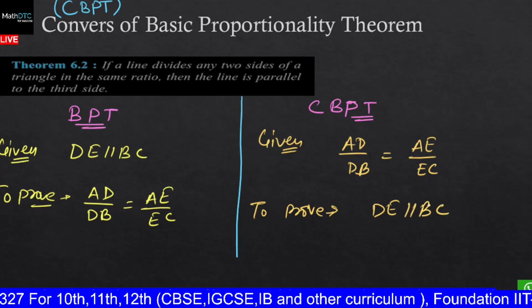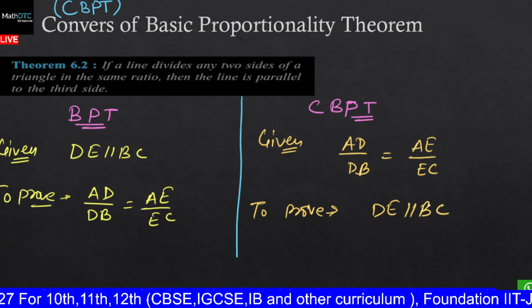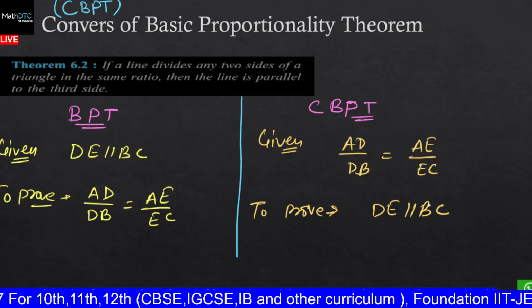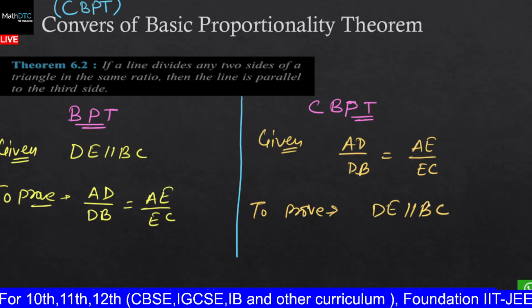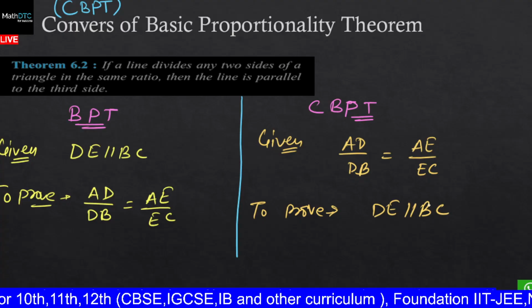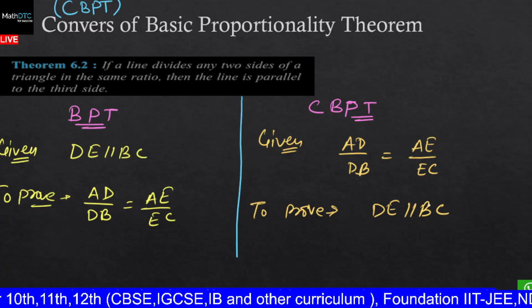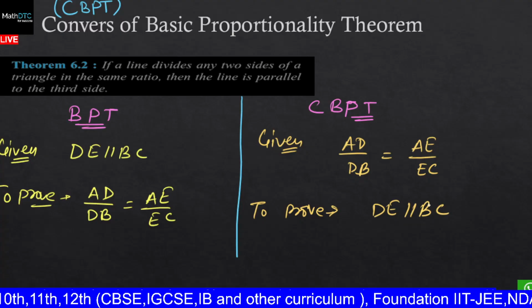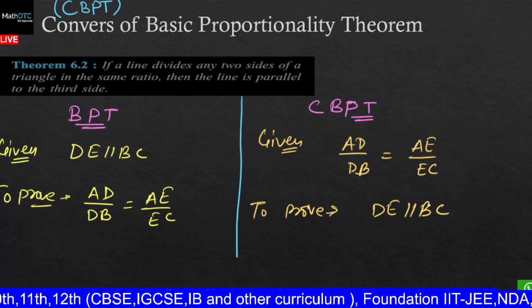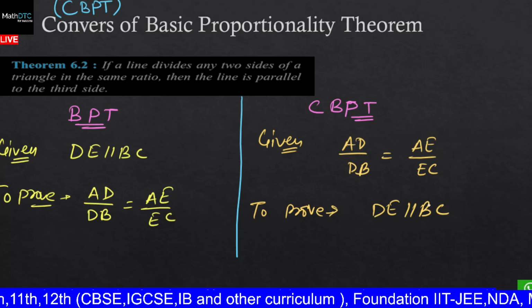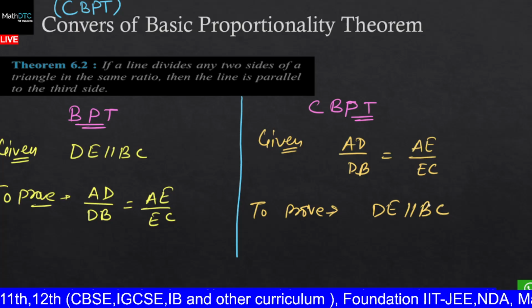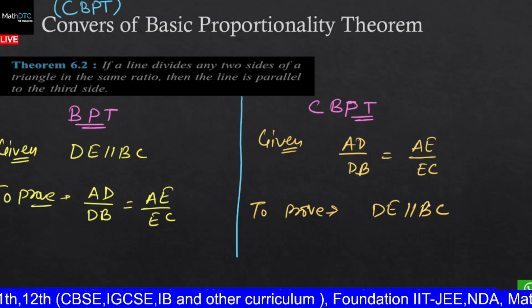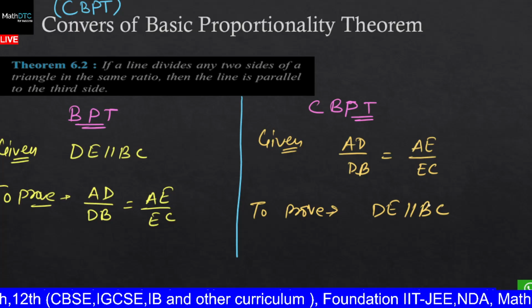Do you understand what I'm saying, that there is a difference? BPT is the giving thing, and then we prove. Now the converse of BPT will be the inverse process. Do you understand? In BPT, which thing is given, now we need to prove in the converse of BPT.